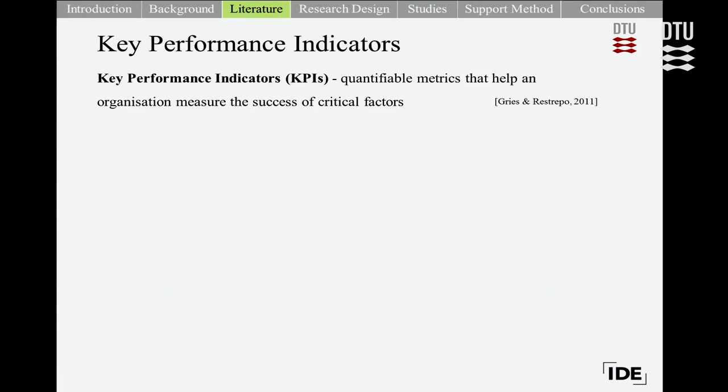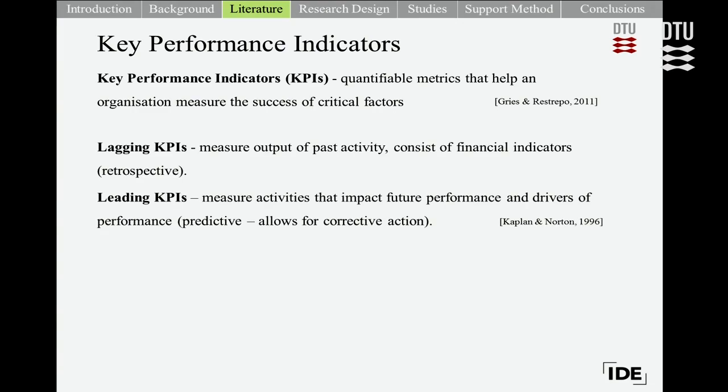Key performance indicators are defined as quantifiable metrics that help an organization measure the success of critical factors. In the business and management literature, there are two types which categorize KPIs. Lagging KPIs measure the output of past activity, typically consist of financial indicators, and provide a retrospective look at performance. Then there are leading KPIs, which measure activities that impact future performance and drive performance, and are more predictive in nature and allow for corrective action along the process.